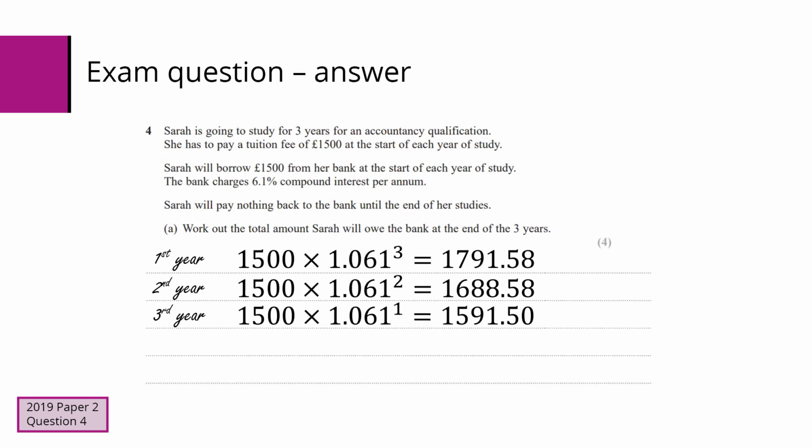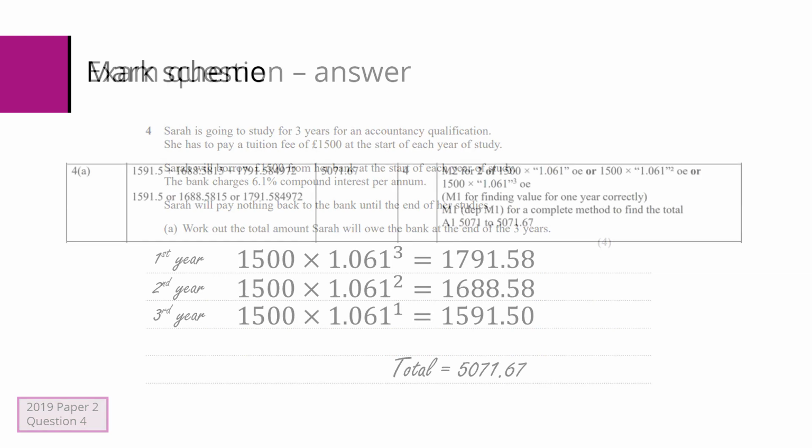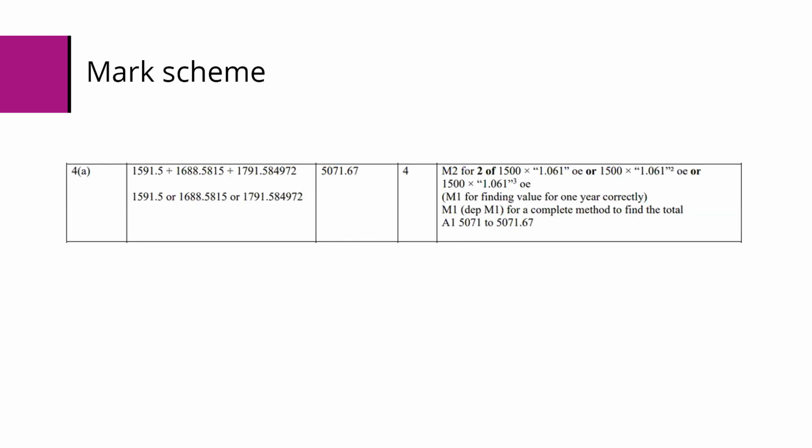So the money she borrowed in the first year ends up being valued at £1,791.58, and so on for the other ones. So her total amount that she will end up owing is £5,071.67, just adding up those three values. Mark scheme for this question, essentially 2 method marks for any of those values, including a power of 1, 2, or 3. 1 method mark available if one of them is found correctly. A further method mark for a complete method to find the total, and the accuracy mark for £5,071.67.